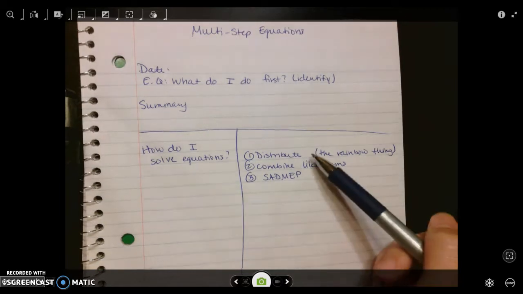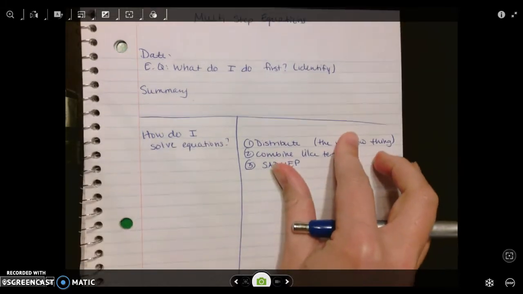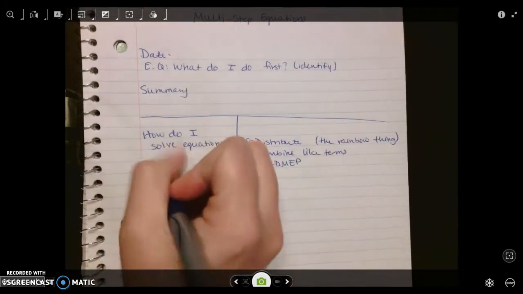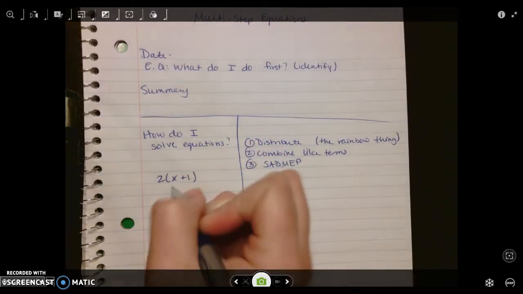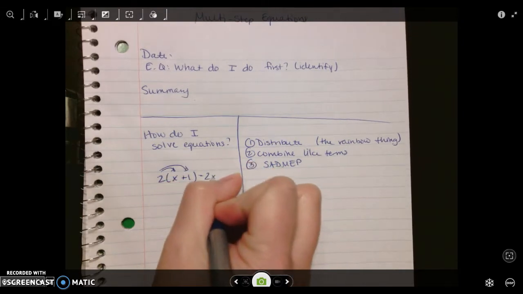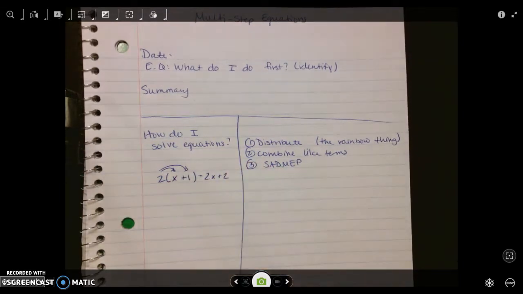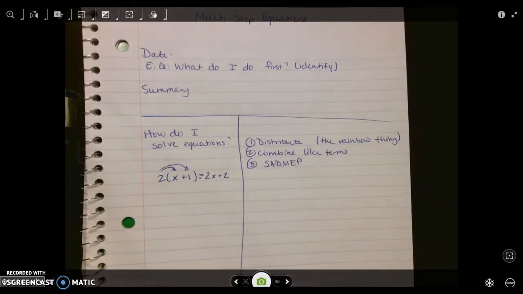The first step here, distribute, we're not going to be doing any problems with that right now. But what I do mean by that is, say you have something like this. We're taught that it's like a rainbow thing. So it's 2x plus 2 because you multiply everything out. So that's what I mean by distribute. We're not going to see any problems with that currently. We will in the future though.